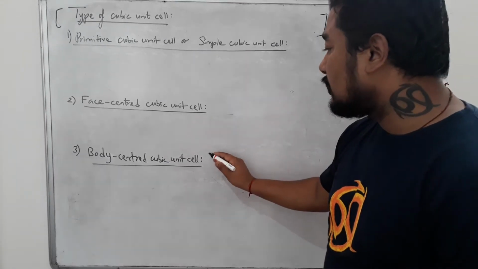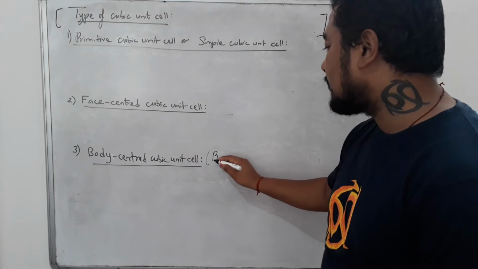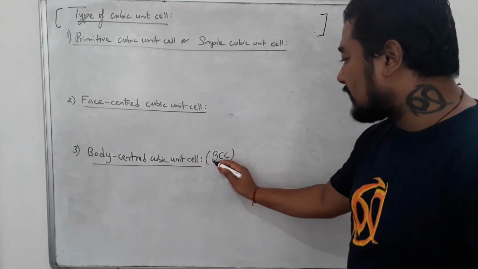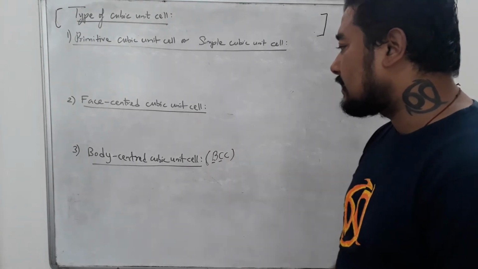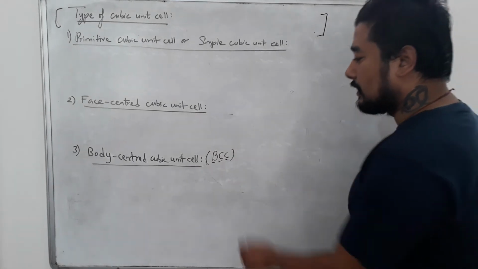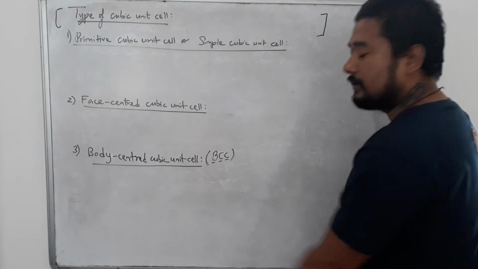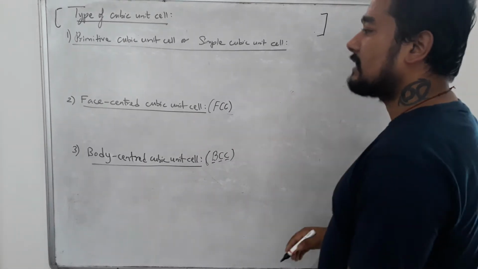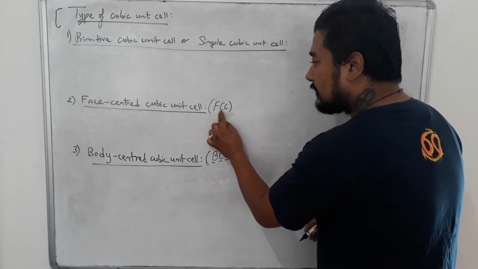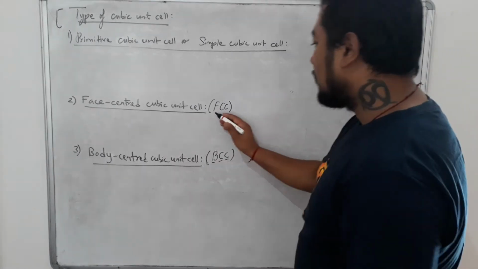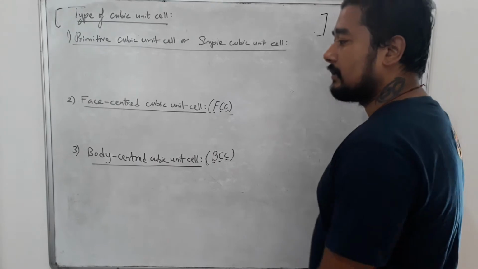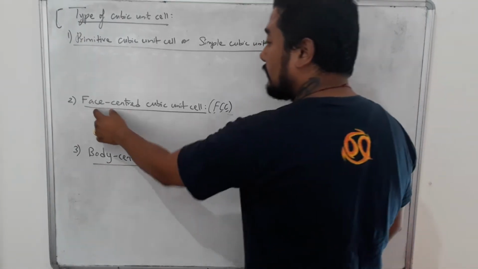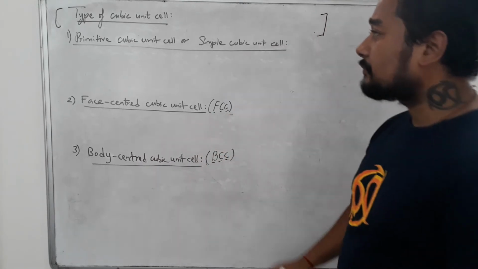Body centered cubic unit cell can be abbreviated as capital BCC. This B stands for body, C stands for centered, C stands for cubic unit cell. Similarly, face centered cubic unit cell can be abbreviated as FCC. Body centered cubic unit cell is abbreviated as BCC, and face centered is abbreviated as FCC.